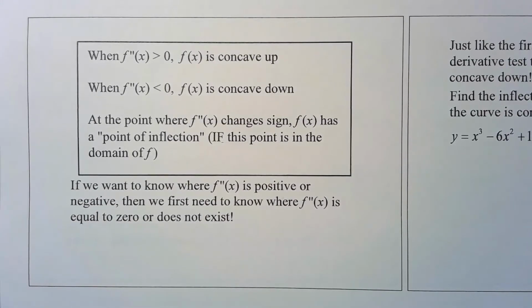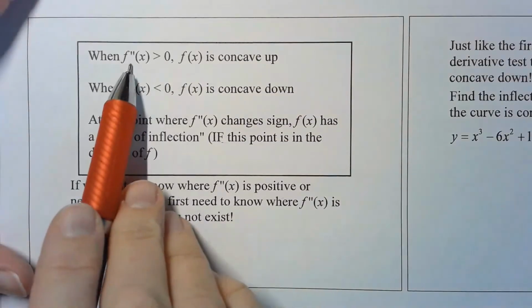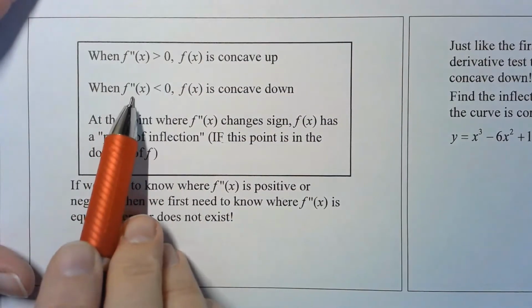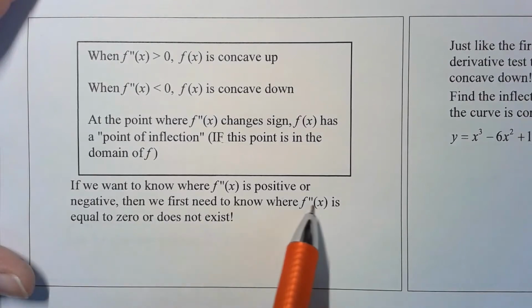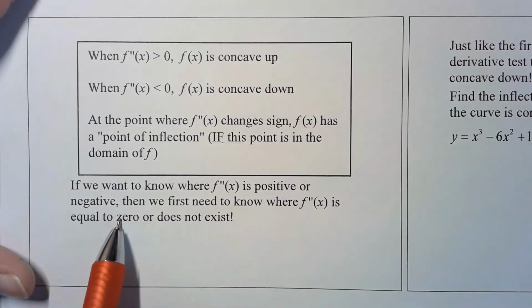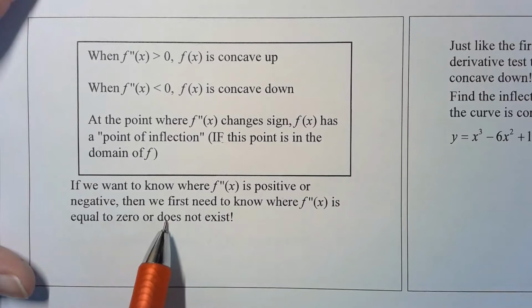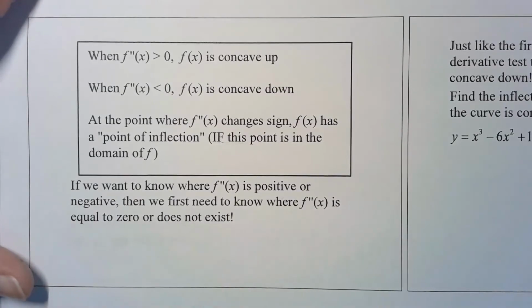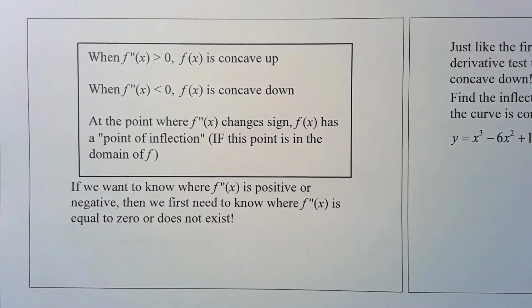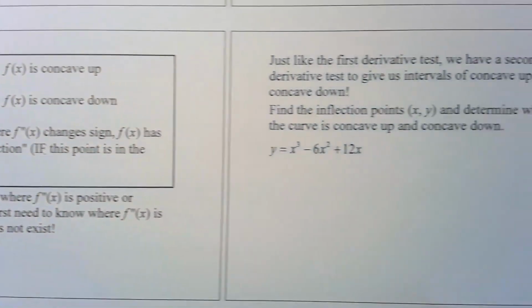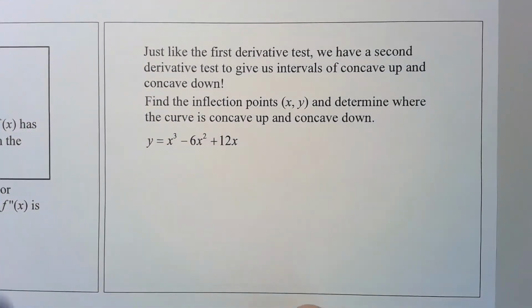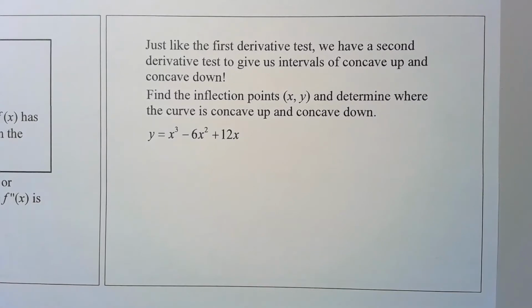Okay. So if we would like to know when the second derivative is positive and when the second derivative is negative, we first need to know where the second derivative is equal to 0 or does not exist. It's like finding critical points, but this time we're using the second derivative. Procedurally, everything's going to be the same. We're just going to be using a different derivative, which means it's going to spit out different information.